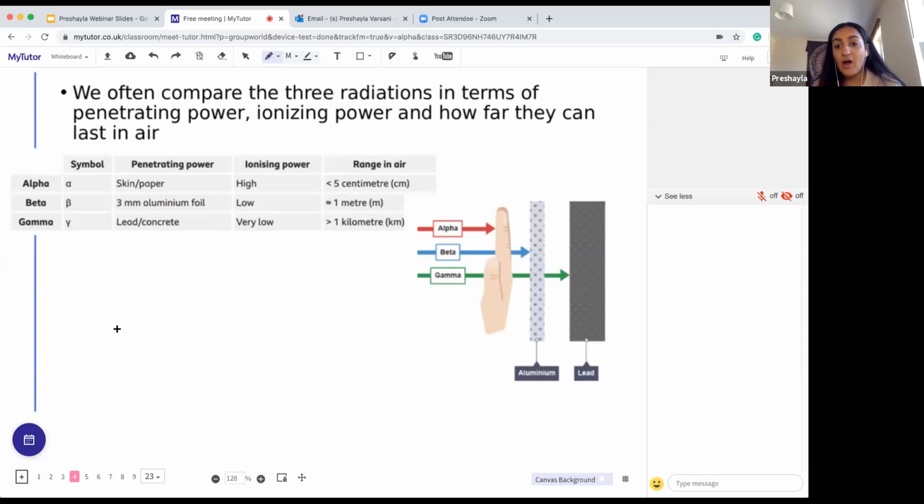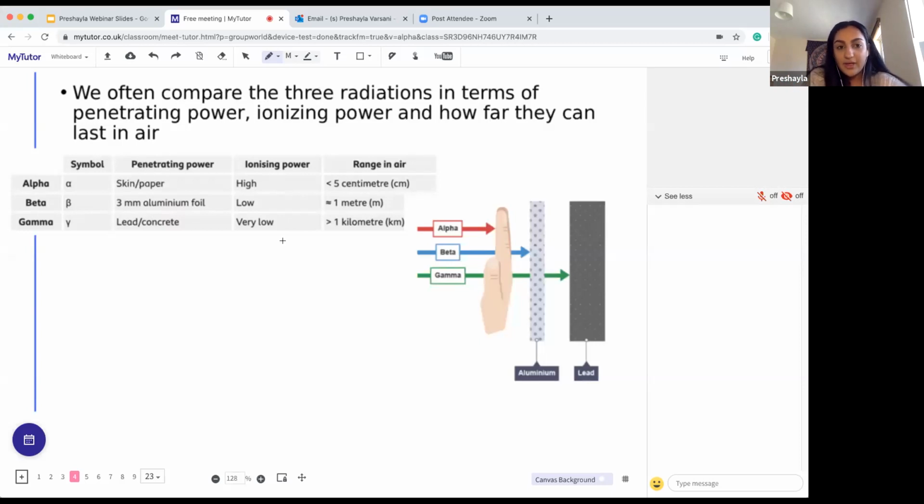Then we can compare their ionizing powers. We'll talk more about ionizing powers in a second, but what you need to know for now is that alpha has the highest ionizing power, beta has a lower ionizing power, and gamma has the lowest ionizing power. So the penetrating power and the ionizing power are opposites. Alpha is the least penetrating, but alpha is the highest ionizing. Penetrating goes from lowest to highest, and ionizing goes from highest to lowest.